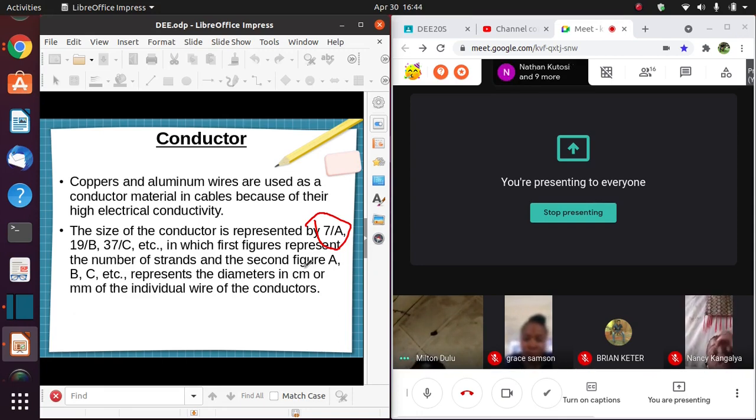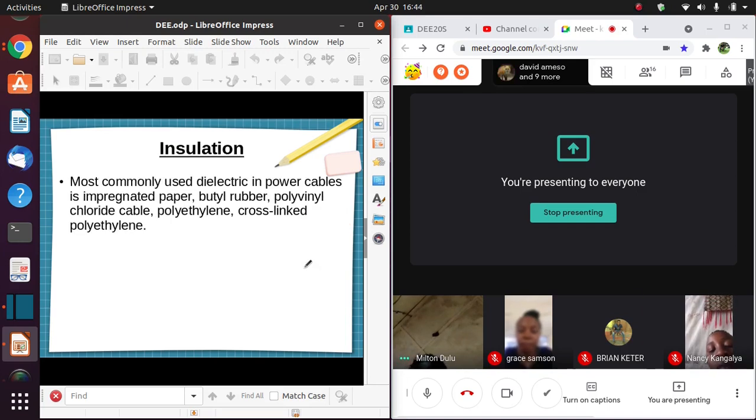The second letter indicates the size of that individual wire. Hiyo wire moja diameter yake in millimeters ama centimeters is usually denoted by that second letter. Now insulation kutegemea na ile kazi ambayo unafanyia hiyo cable, unaweza tumia rubber, unaweza tumia PVC, ile plastic pipe, unaweza tumia polythene, unaweza tumia so many different types.